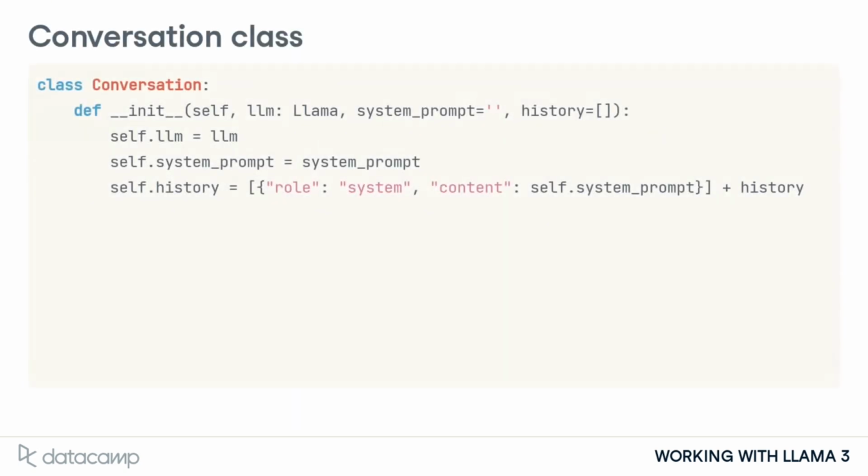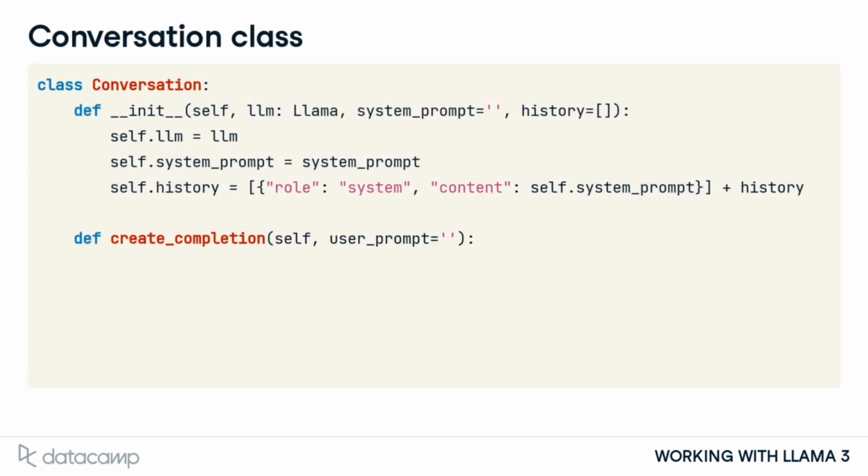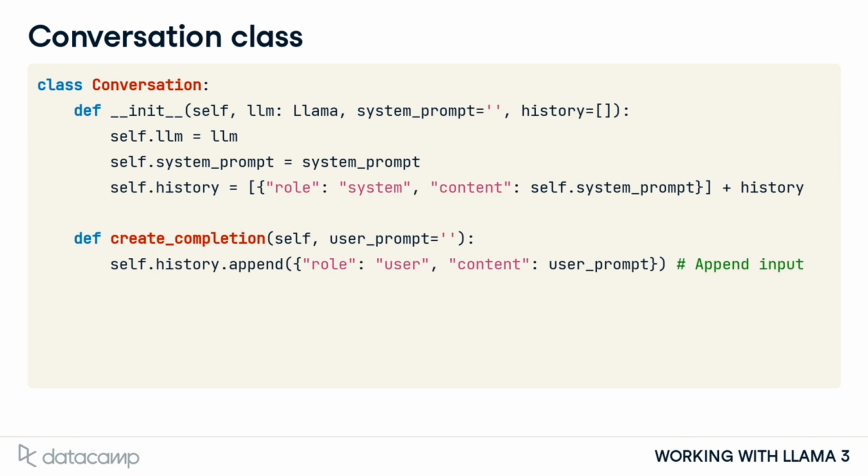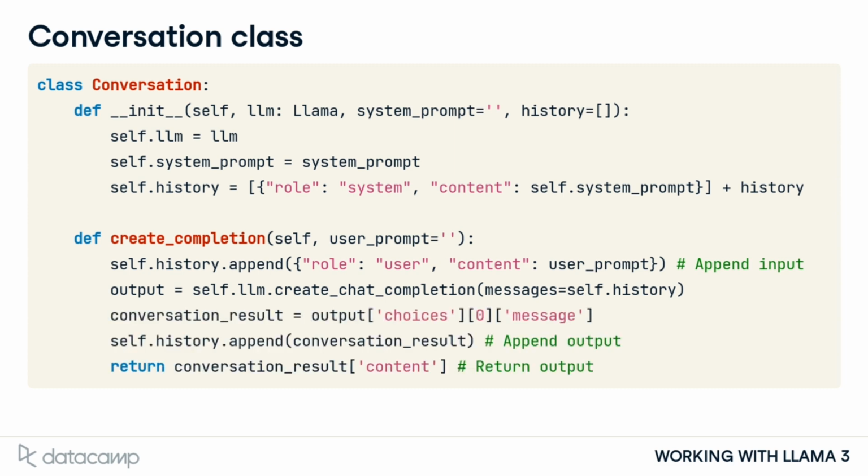Next, we define create completion, which adds the user input to the conversation history, calls create chat completion to generate a response, and finally extracts the assistant's reply and adds it to the conversation history. With this setup, every new input builds on previous exchanges, and this helps to ensure a more continuous conversation rather than a series of separate responses.